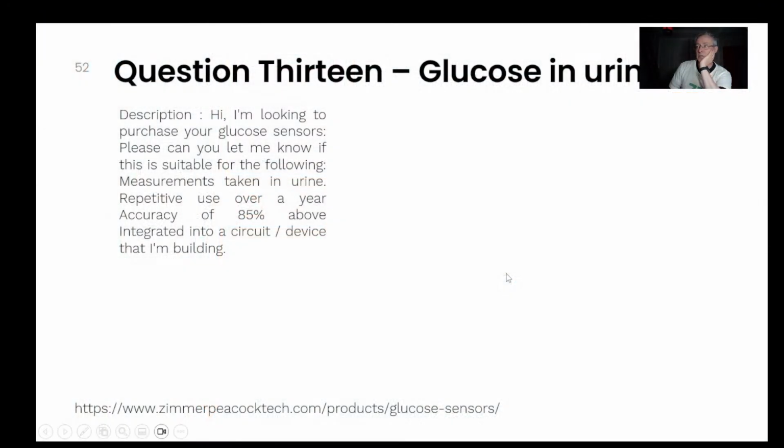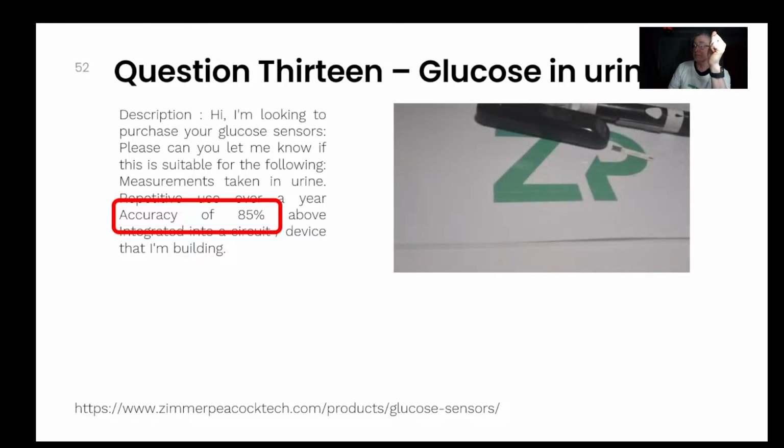Okay, so somebody wants a very accurate urine glucose sensor, and I've just done you a demonstration where I have shown you accuracy on a commercially available blood glucose meter, but I've also given you a bit of background on that's 40 years, and they went through a whole roadmap of technology.